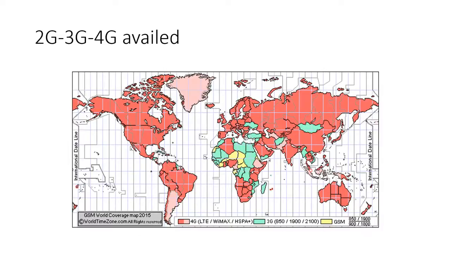You can see that all the grown countries are equipped with 4G communication, and 3G communication is available in places like the African countries. Within Africa, some countries have been enabled with only 2G, and some of the countries are enabled with 3G also.